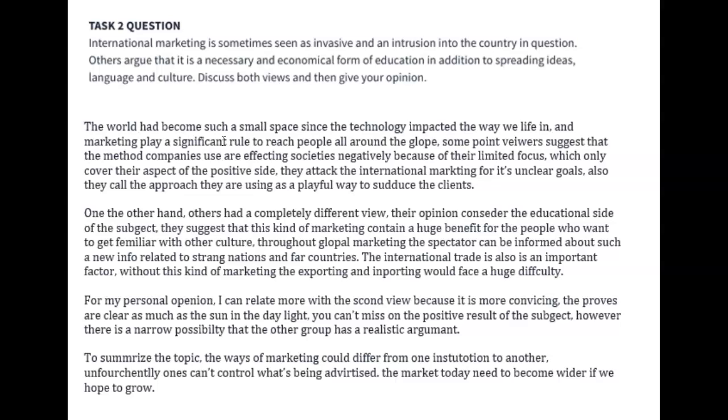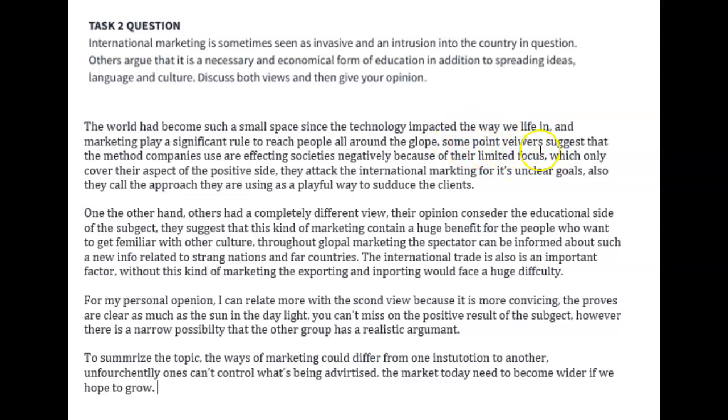Okay, so let me see if I can try to clean some of this up so that we can make some sort of sense out of it. "The world has become such a small space since technology has impacted the way we live. And marketing plays a significant role to reach people all around the globe." Full stop. I don't understand this at all.